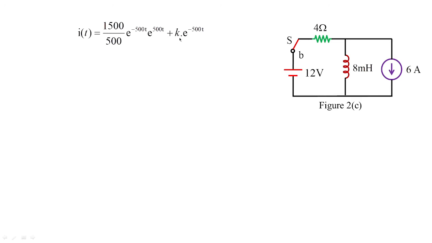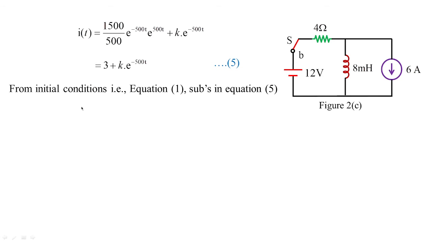Now we need to know the value of k. So this equation changes to 3 plus k e to the power of minus 500t. This k is a constant which can be derived from the initial condition. So let us frame I of t equal to equation 5. From the initial conditions, what is the value of the current flowing in the 8 millihenries? That is 6 amperes. So I of 0 plus, I got the value as 6 amperes.